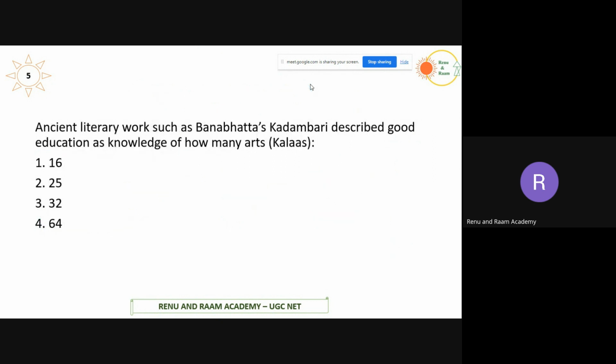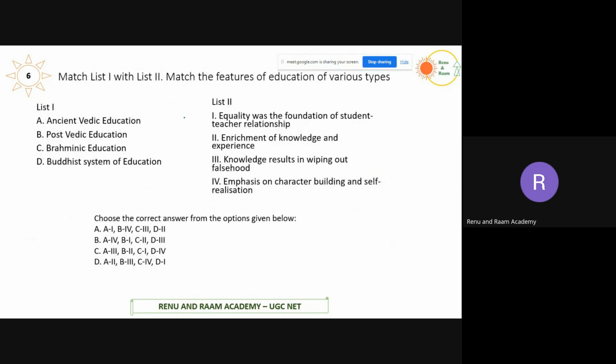Now, moving on to the next question. See, Banabhatta's Kadambari describes education as how many types of arts? So we know it is 64 types. Moving on to the next question. We have two lists here. List one contains A, B, C, and D: ancient Vedic education, post-Vedic education, Brahmanic education, and the Buddhist system of education. Now, list two will contain, just give me a second, I'm sorry.